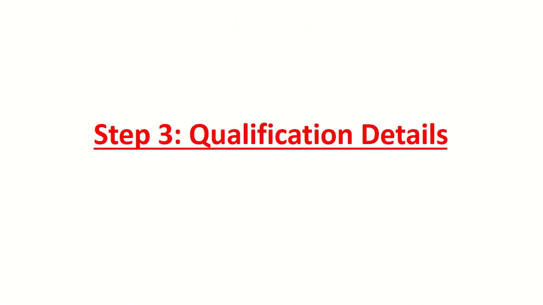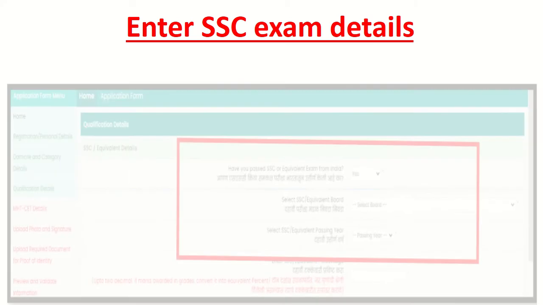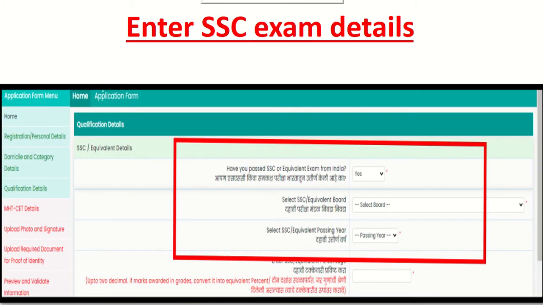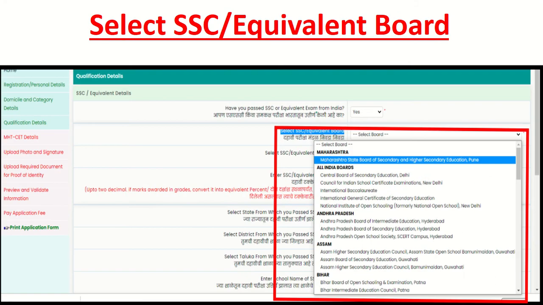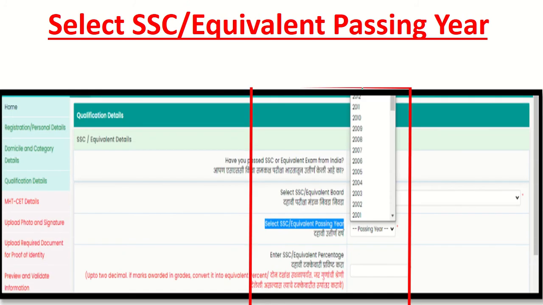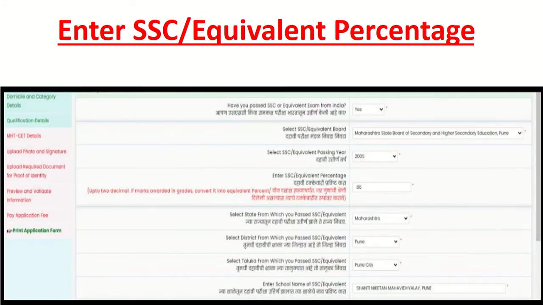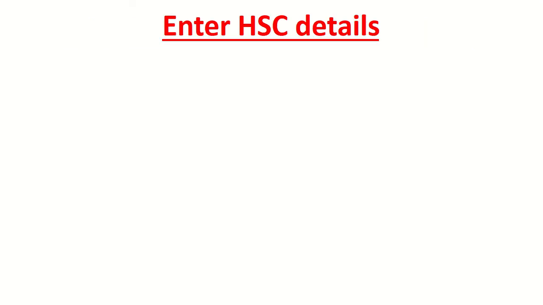Then fill your qualification details. Third step is your qualification details. Here you are required to fill your SSC exam details, like have you passed SSC or equivalent exam in India. You have to select yes, then select board, then select the passing year. After that, select the board name from the drop down menu, then select the year, in which year you have passed the SSC examination. Then mention the percentage, how much percentage you have scored in SSC examination.